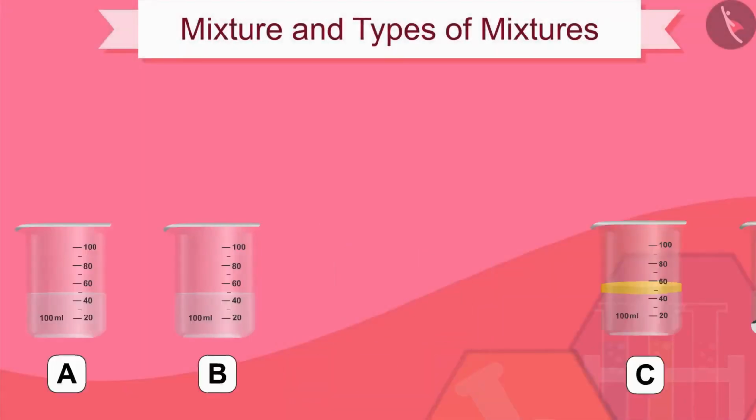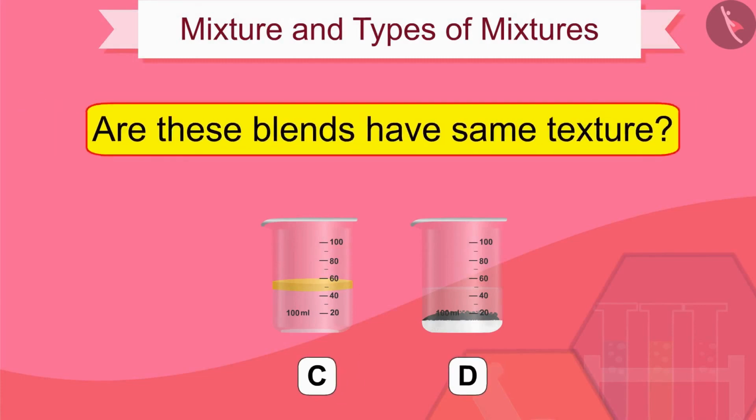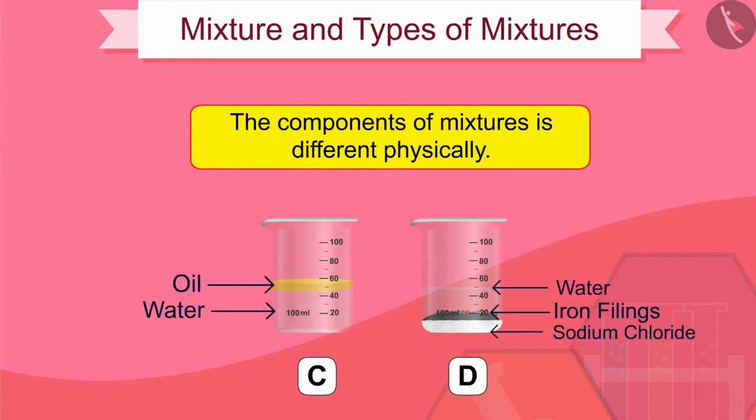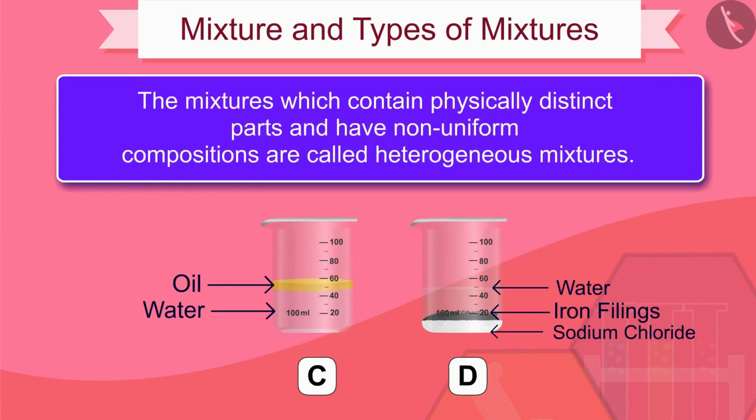Now look at the mixtures of beaker C and D. Are these blends of the same texture? The components of mixtures obtained in C and D beakers are different physically. The mixtures which contain physically distinct parts and have non-uniform compositions are called heterogeneous mixtures.